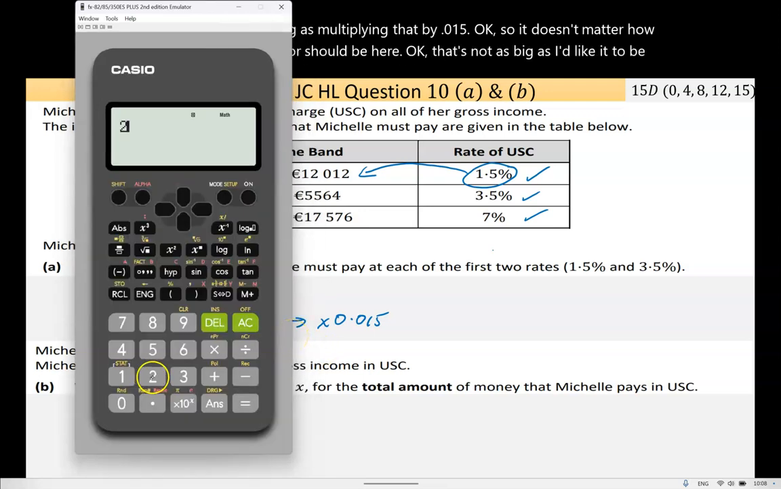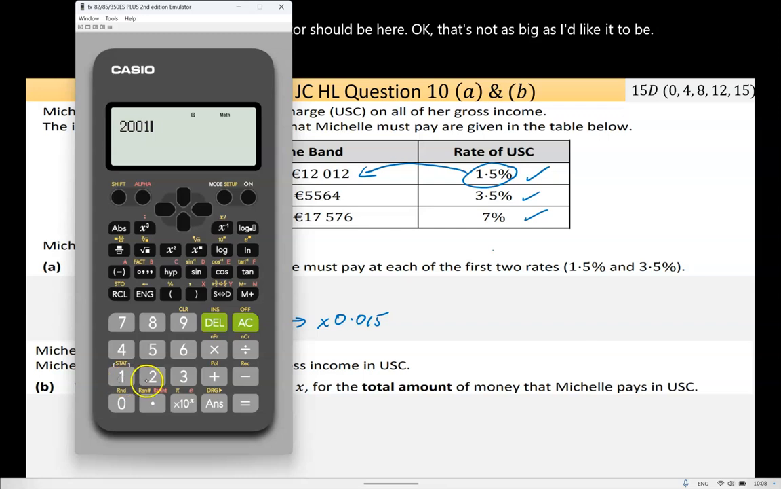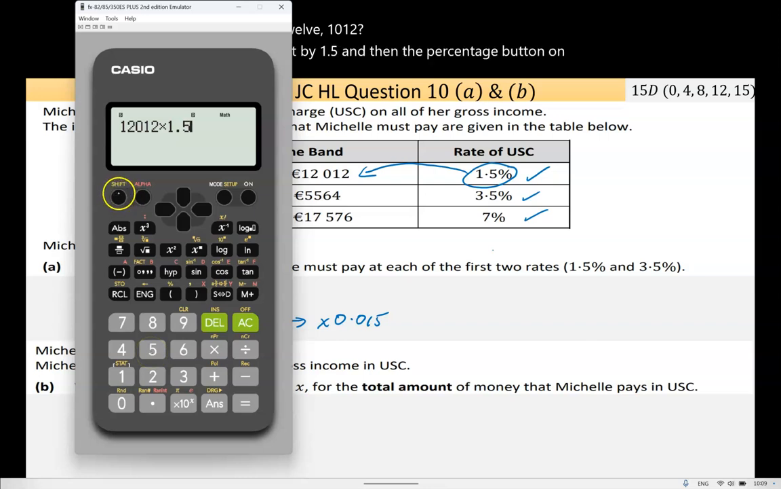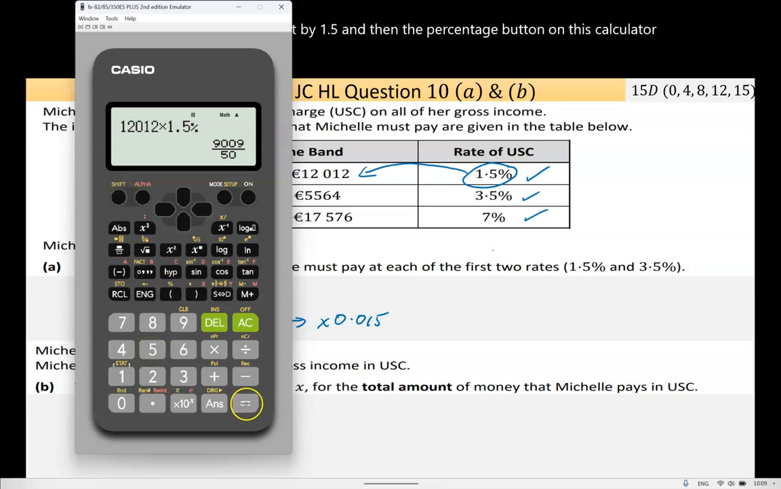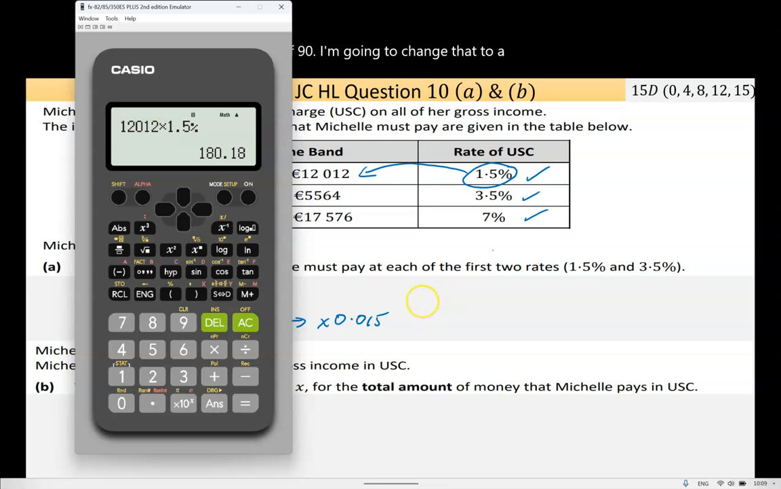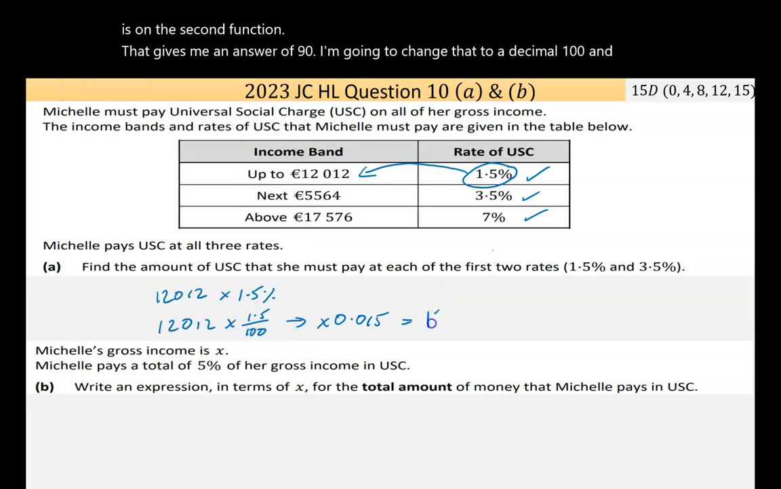So if I went, was it 12,012, 12012. So I can multiply that by 1.5, and then the percentage button on this calculator is on the second function. That gives me an answer of now 90. I'm going to change that to a decimal. 180 and 18 cents. Okay.